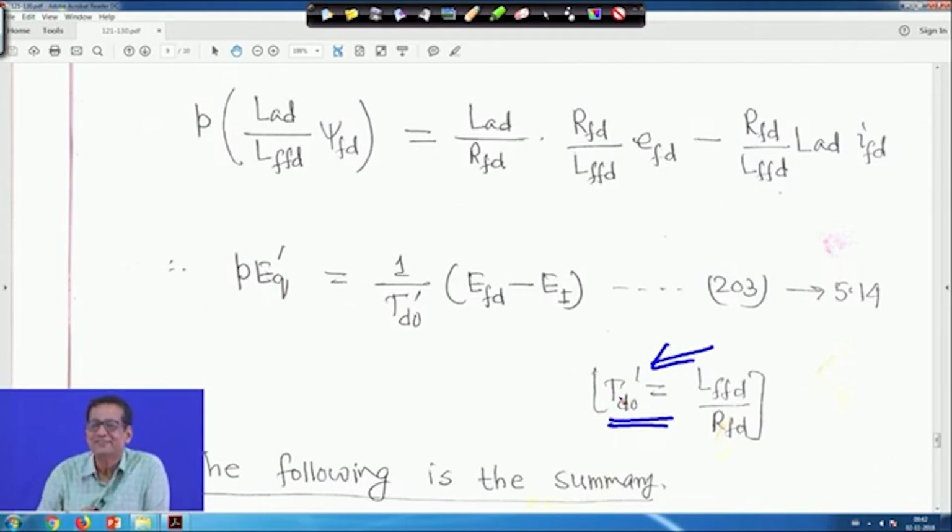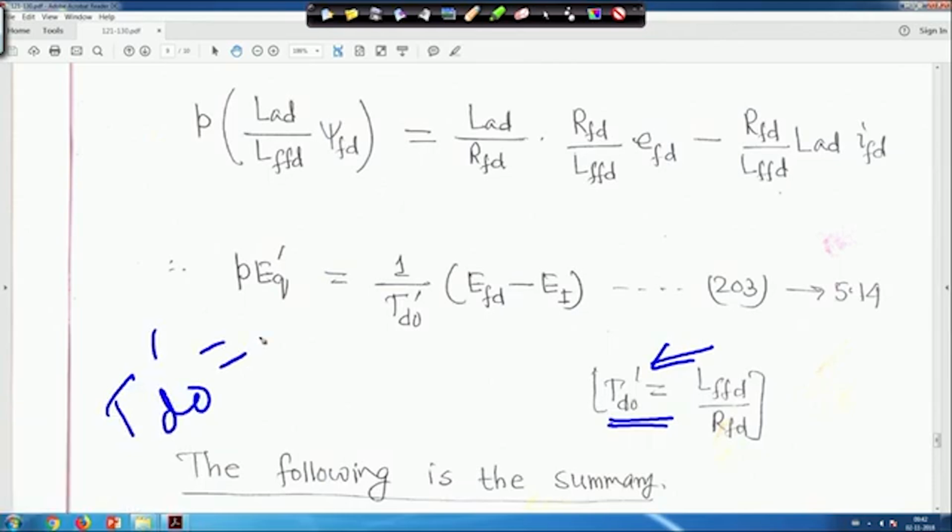So this is a question to you: what is your T_DO dash? It is a time constant of course, but what is the full form? This is a small question to you, that T_DO dash is equal to L_FFD upon R_FD, right. If you multiply and simplify, this equation will simply become 1 upon T_DO dash, E_FD minus E_I. This is equation 203, right. This is nothing but E_Q dash dot.